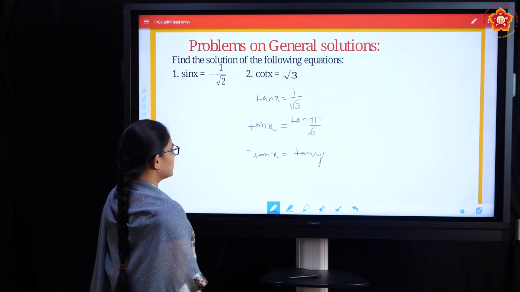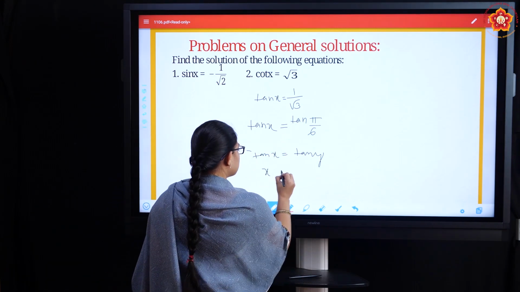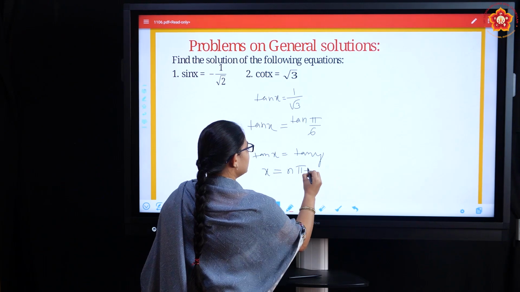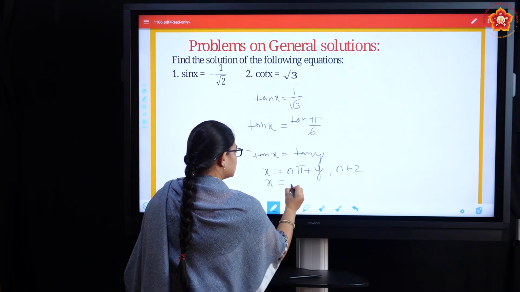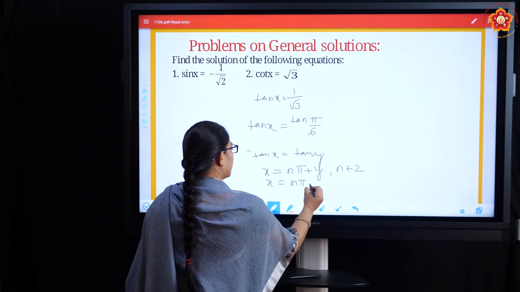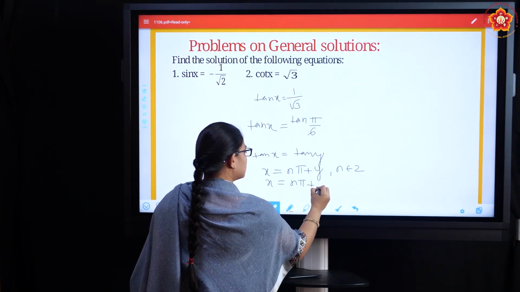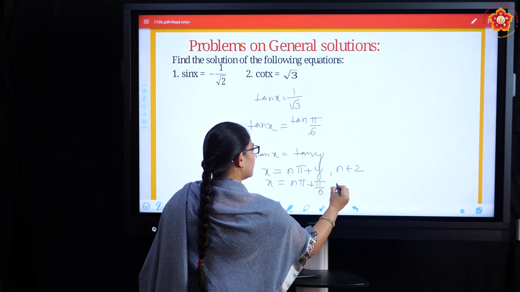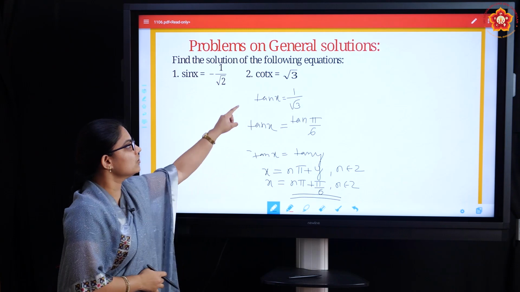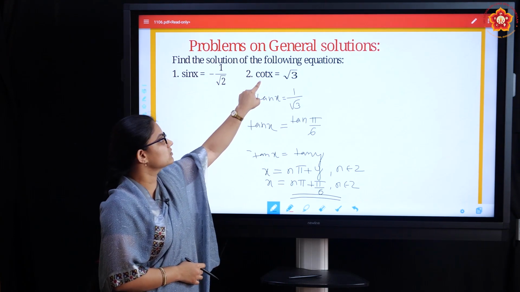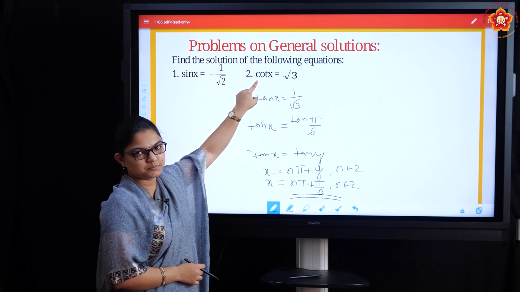So what is the general solution for this? We have x is equal to n pi plus y for n belongs to z. On substituting, I get x is equal to n pi plus pi by 6, where y is pi by 6, for n belongs to z. So this is the general solution of this particular equation, cot x is equal to root 3.